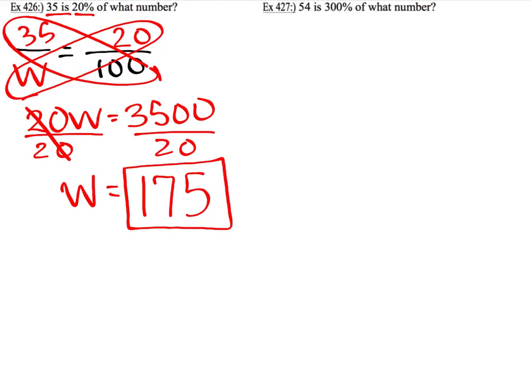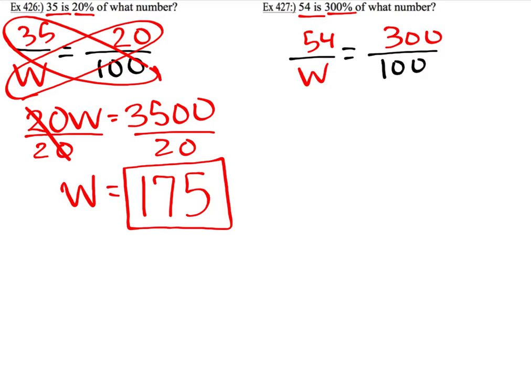Okay, example 427. 54 is 300% of what number? First step, let's draw our percent proportion. Fraction equals fraction out of 100. 54 is the part, 300 is the percent, and it's of what number? Okay, everything is set up. On this one, I could use mental math because going from the bottom to the top is 3 times bigger. So I could figure out what number when you triple, you get 54.